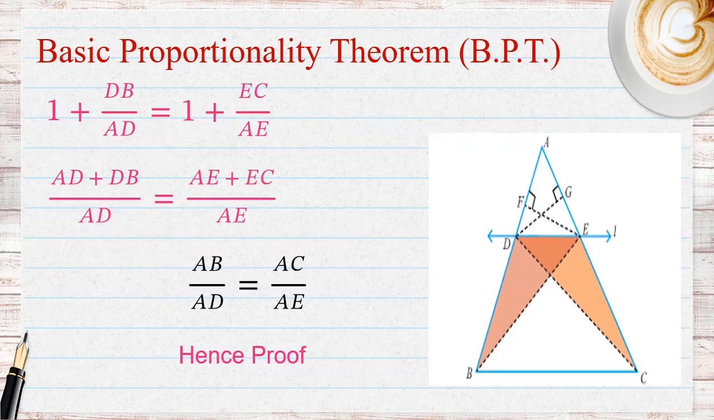Adding 1 to both the sides, we get AD plus DB upon AD equals AE plus EC upon AE after taking LCM. After solving it, we get AB upon AD equals AC upon AE, that we need to prove.